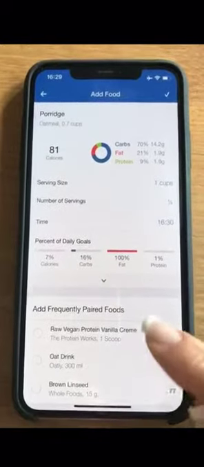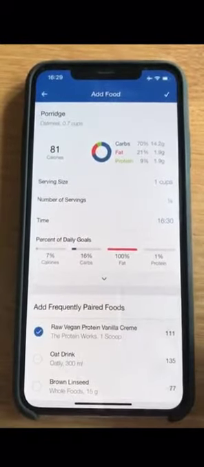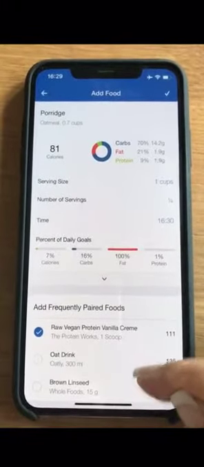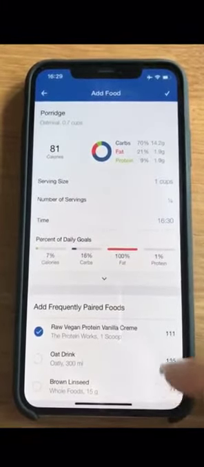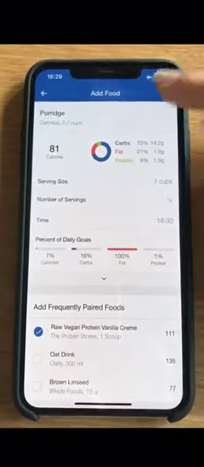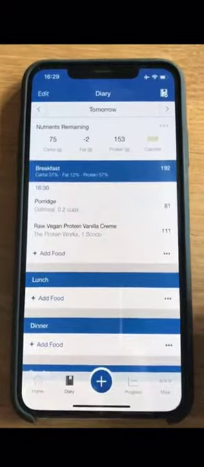So I would say, okay, well, I'm going to add a scoop of vanilla cream protein powder to porridge. I'm not going to add oat drink. I'm not going to add any linseeds. These are things I would add in bulking season to make my porridge more calorific. So when I click on this little button up here, that adds this to my breakfast.